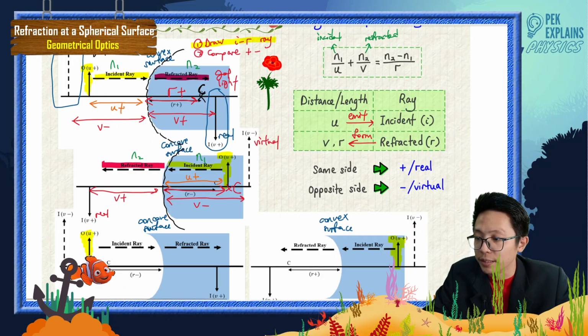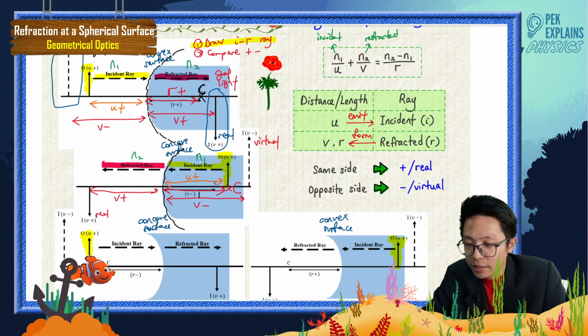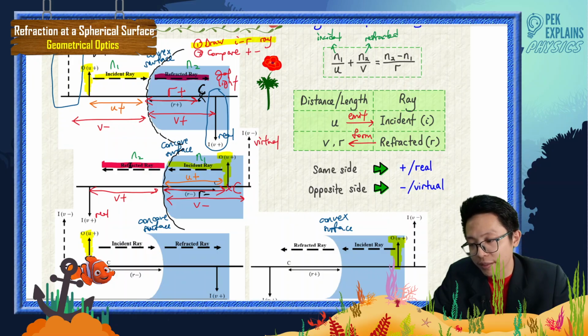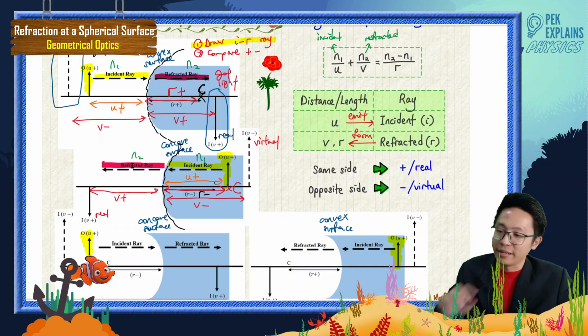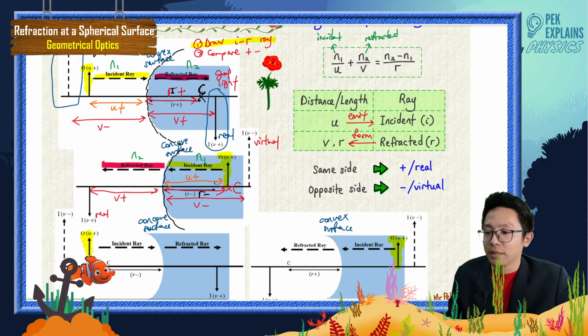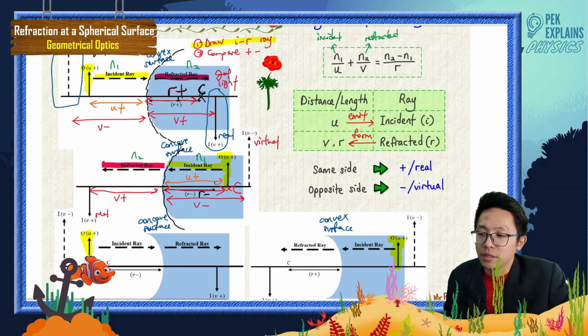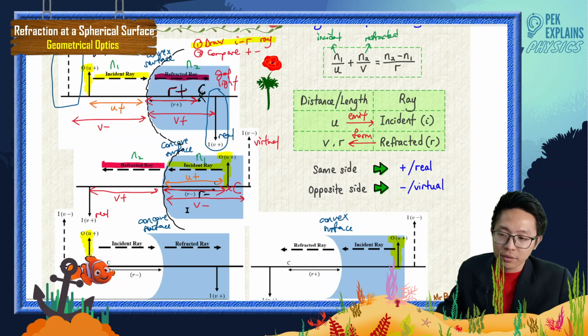This r is negative. Why is r negative? Because the radius is opposite to the refracted ray. R compared with refracted ray is opposite, so r is negative. But for the one just now, this r is positive, because this radius is on the same side as the refracted ray. But for this one, the r is opposite to the refracted ray, so it's negative. So that's how it is.